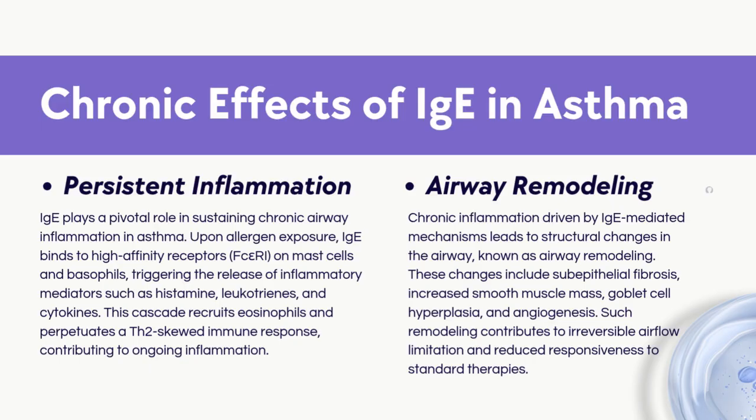The next point would be airway remodeling, where chronic inflammation driven by IgE mediated mechanisms leads to structural changes in the airway, known as airway remodeling. These changes include subepithelial fibrosis, increased smooth muscle mass, goblet cell hyperplasia, and angiogenesis. Such remodeling contributes to irreversible airflow limitation and reduced responsiveness to standard therapies.